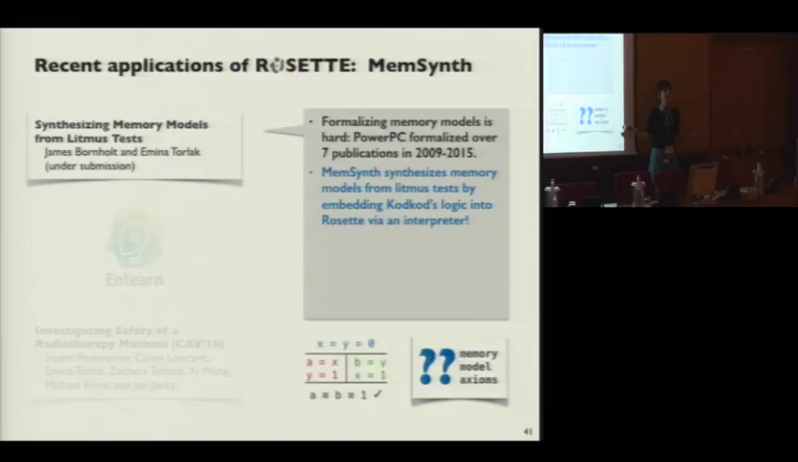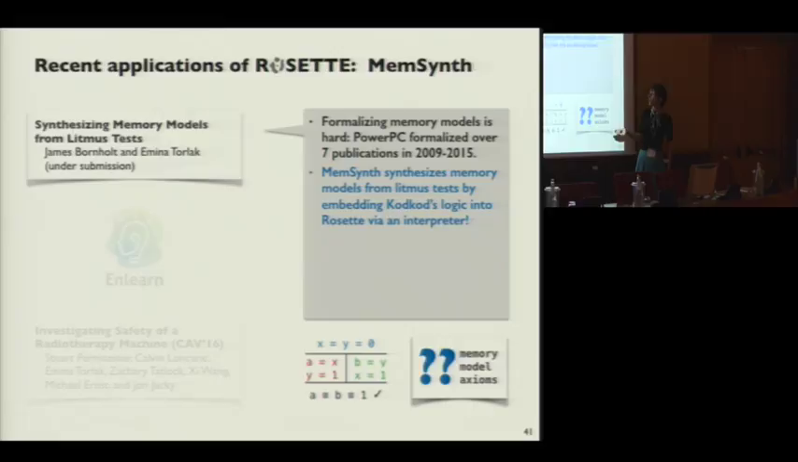So what James did is he built a system called MemSynth, which is implemented as a deep embedding, an interpreter in Kodkod, in Rosette itself. So it implements the logic of Kodkod, so relational logic plus partial models, and uses Rosette synthesis facilities to create the axioms from a sketch. The system takes as input a bunch of litmus tests and their desired outcomes. It takes a sketch of the axioms and produces the memory model for you, if one exists.